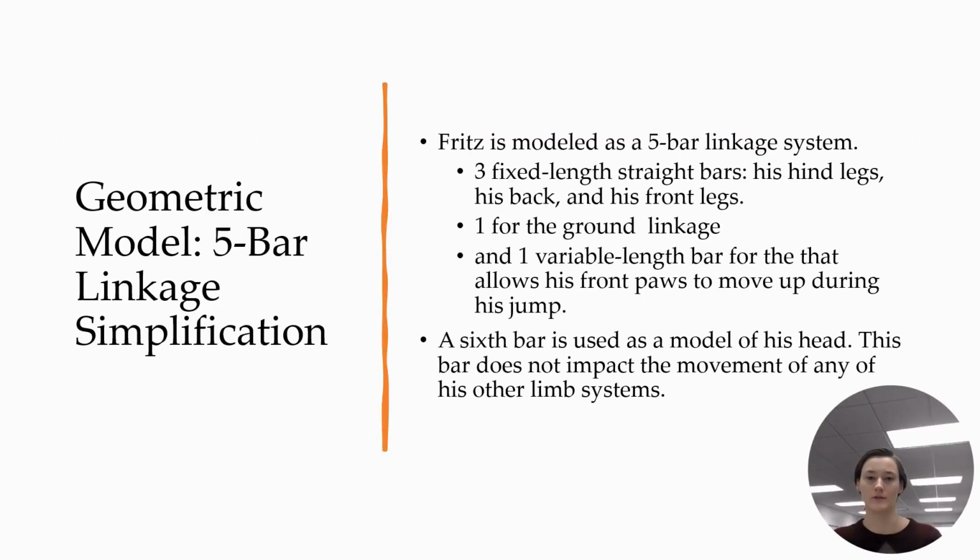To begin modeling Fritz, we had to simplify his body into a usable linkage system. We began by saying that Fritz is modeled as a 5-bar linkage system. We had 3 fixed-length straight bars, which represent his hind legs, his back, and his front legs. It's important to note that in our model, we do account for these 3 bars to have both mass and moment of inertia. We also have 1 linkage to represent the ground, as well as 1 variable length bar that allows his front paws to move up and down during his jump. We do also have a 6th bar used for the model of his head. However, this bar does not impact the movement of any of the other limbs in the system.